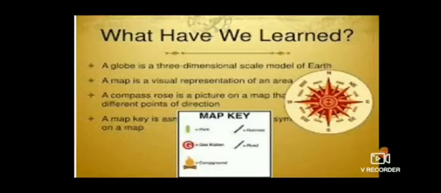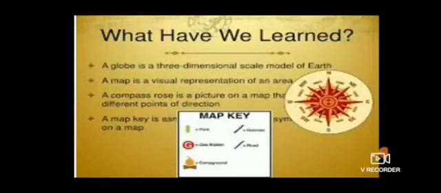However, a map being a representation on a piece of paper does not spin. A globe is made of hard material and cannot be folded. This makes it difficult to be carried around. Unlike maps, which are drawn on paper and can be easily folded and carried around. A globe is a three-dimensional scale model of Earth. A map is a visual representation of an area.